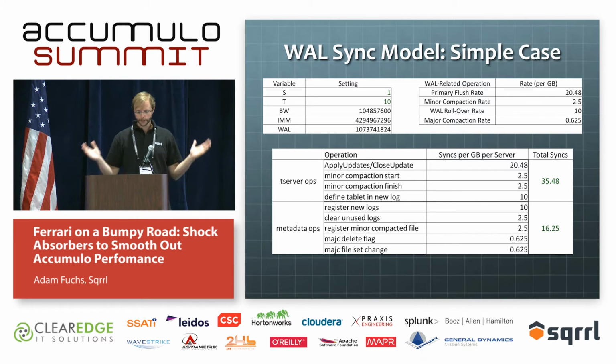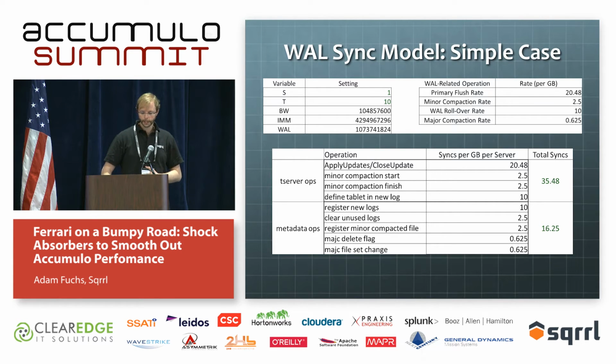All right, so let's look at the simple case here. We're going to set some variables here. I'm going to have one server, 10 tablets being hosted on that server. I'm going to have a batch writer buffer size of 100 megabytes, which is actually the default value. I'm going to have an in-memory map that can hold 4 gigabytes of data and a write-ahead log which holds 1 gigabyte. So these are pretty standard Accumulo settings.